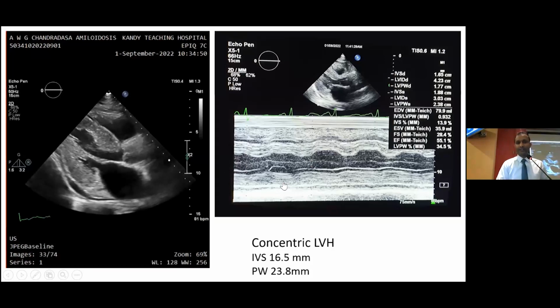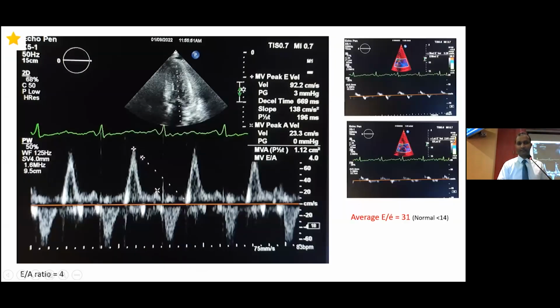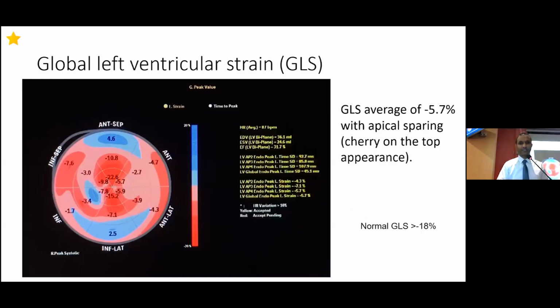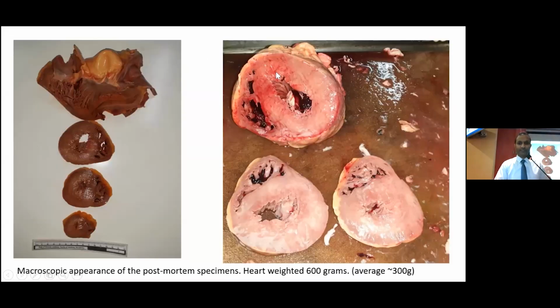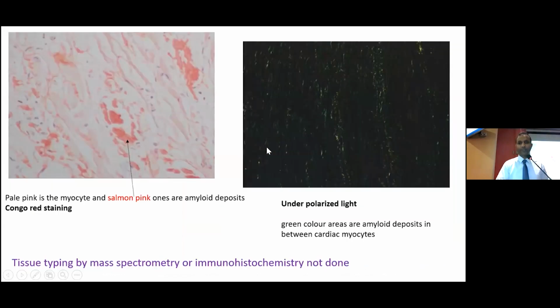This patient has a low ejection fraction, with severe biatrial dilatation and increased IVS. I'm going to skip the echocardiography findings. GLS, global longitudinal strain, is a good method with a good sensitivity of around 92%, which we can use to diagnose when we don't have facilities like cardiac MRI. They have the cherry on top appearance. This is a postmortem finding showing gross cardiomegaly. If you do Congo red staining, you can see salmon pink patches, and under polarized light you can see apple green amyloid deposits. Ideally, you should do tissue typing by mass spectrometry or immunohistochemistry.